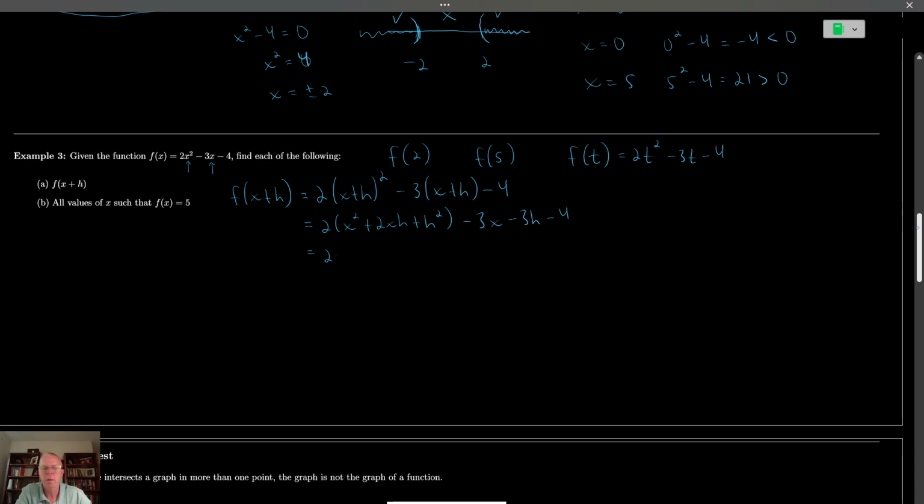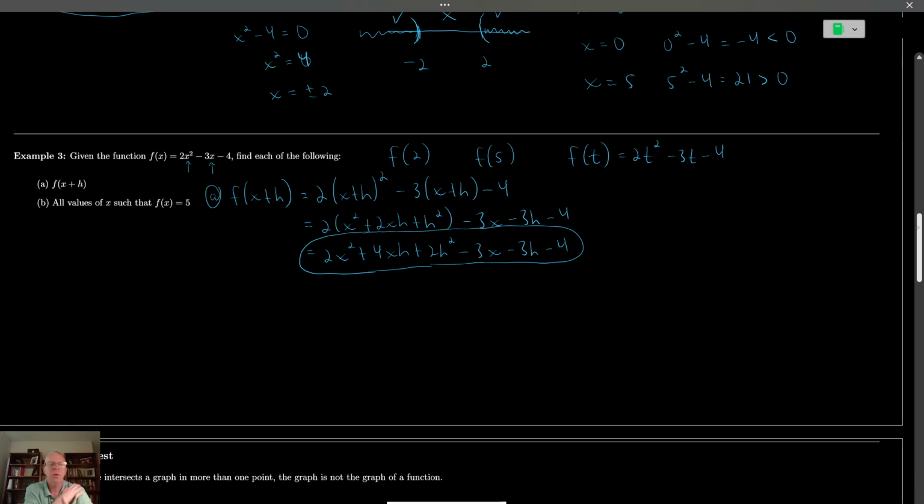Distribute your 2. 2x squared plus 4xh plus 2h squared minus 3x minus 3h minus 4. And then that's all we can do. There are no like terms that we can combine. And there we go. And so that is part A.